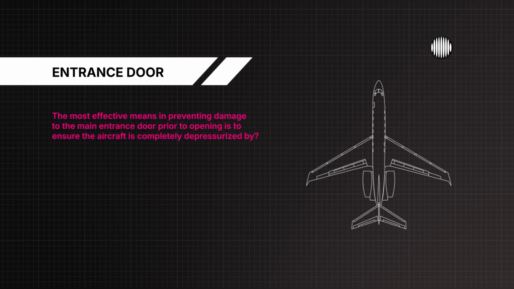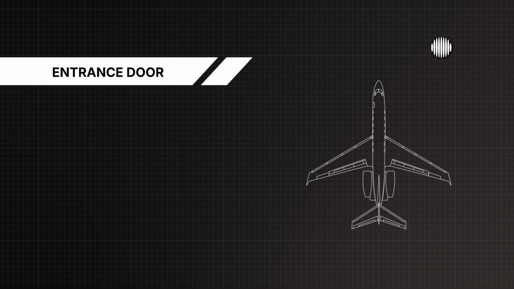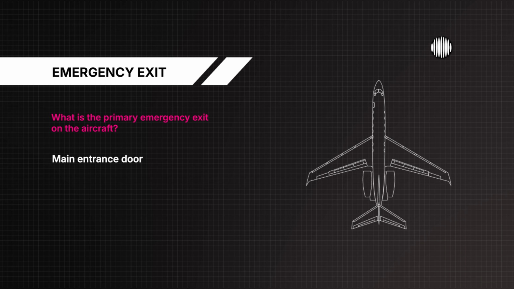The most effective means in preventing damage to the main entrance door prior to opening is to ensure the aircraft is completely depressurized by: ensure the PSI differential is 0 before opening the door. What is the primary emergency exit on the aircraft? Main entrance door.